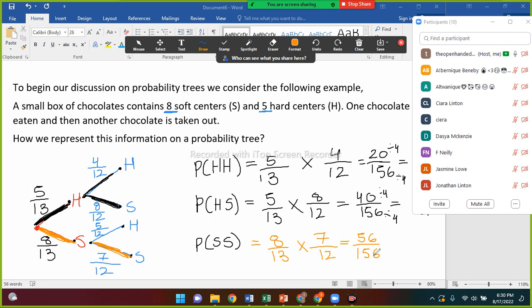Right, so we divide by 4. So divide top and bottom by 4. This is going to be equal to 56 divided by 4 is 14, all over 39.